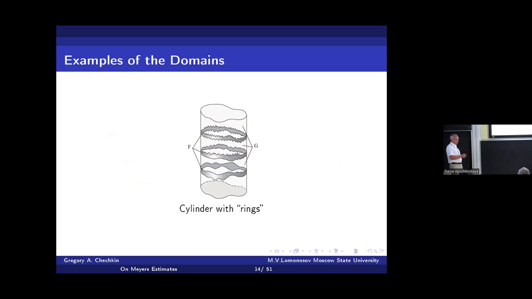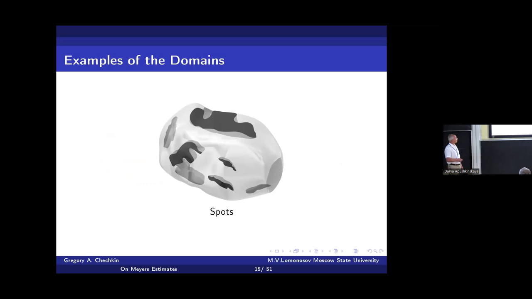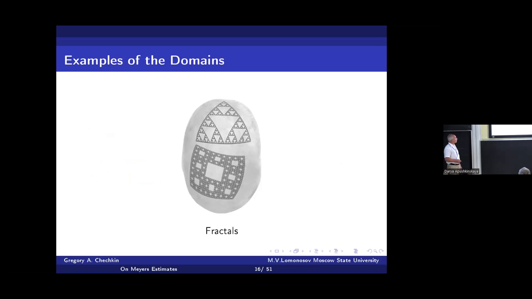So we can consider the following type of rapidly changing boundary conditions. It could be a cylindrical domain with these rings with Dirichlet, and between these rings we have Neumann, or we can consider a domain with spots, or even we can consider the situation where Dirichlet is set on a fractal part of the boundary. So just with zero measure.